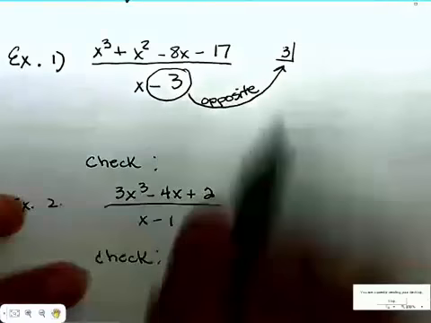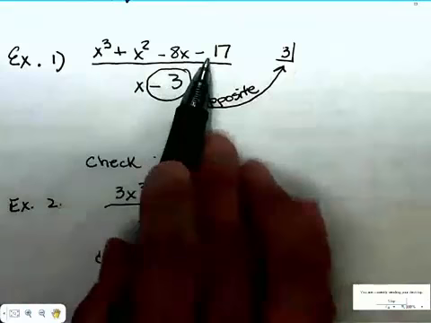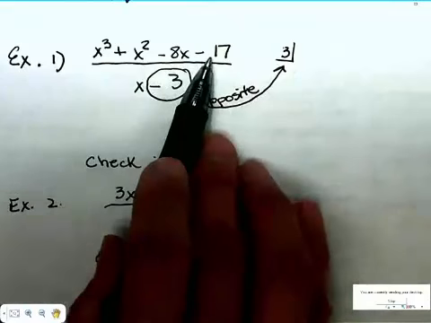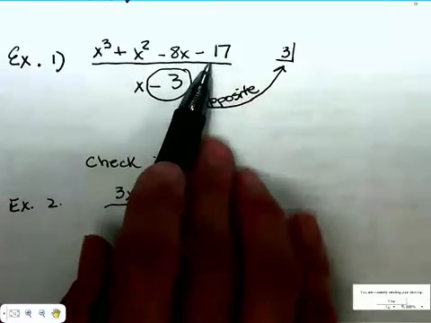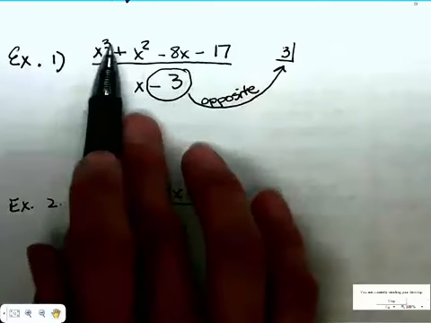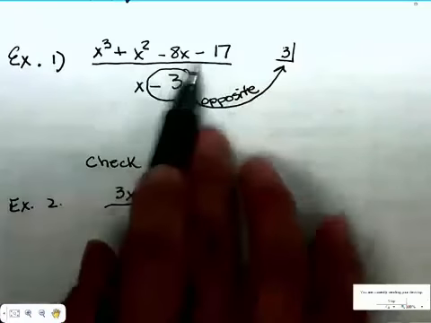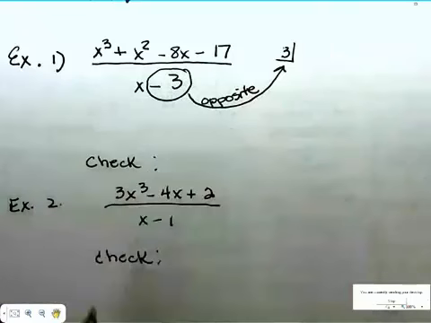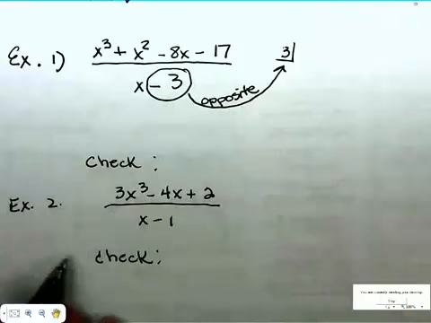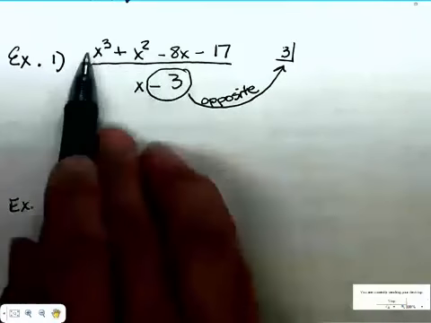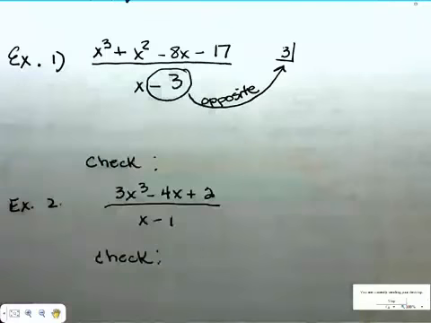Then out beside that box, you put the coefficients of the numerator. Make sure that the numerator's in descending order and see if it's missing any terms. By that I mean I have a 3rd degree term, a 2nd degree term, a 1st degree term, and a constant. So this numerator's not missing anything. This one is. I'm missing an x squared. I'll deal with it when I get down there. But this one's not missing anything, so the coefficients are 1, 1, -8, and -17.